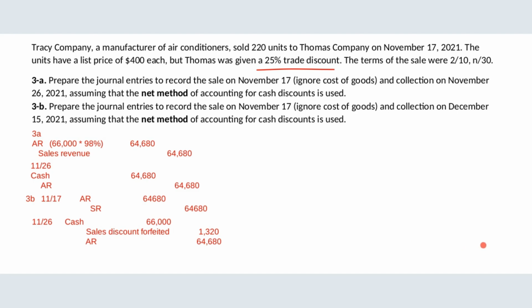We are the seller, right? We treat the sales discount forfeited as revenue. Okay, so a credit will increase this account, and this is reported on the income statement. There's actually two ways to report this. This could be a decrease to cost of goods sold, or under our non-operating income and expenses, the other income and expenses section of the income statement. It can also be reported there. So either way is acceptable.